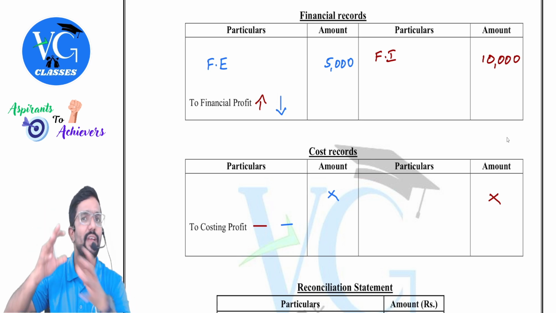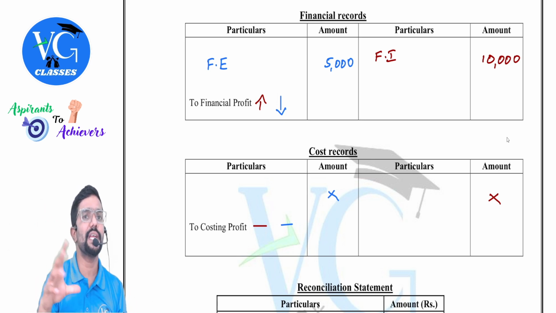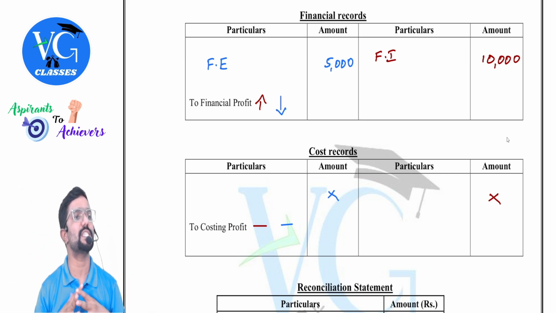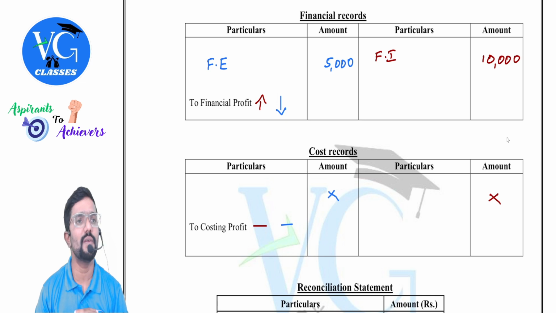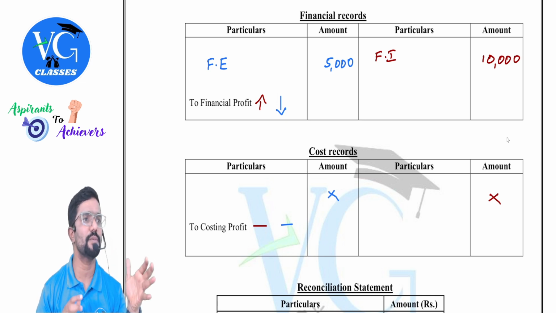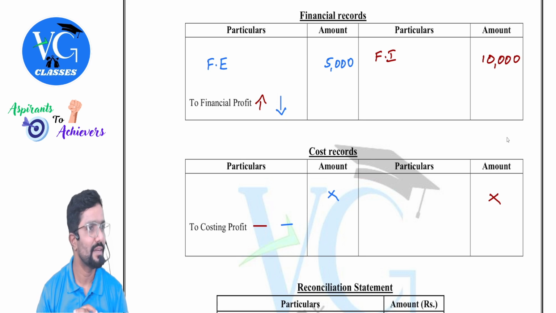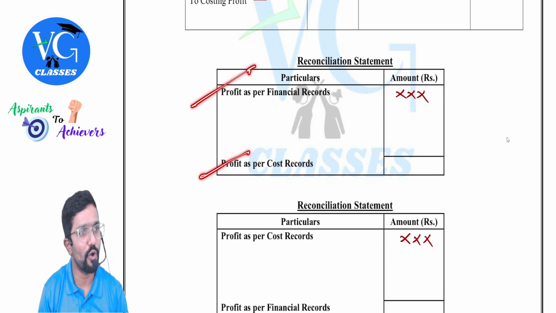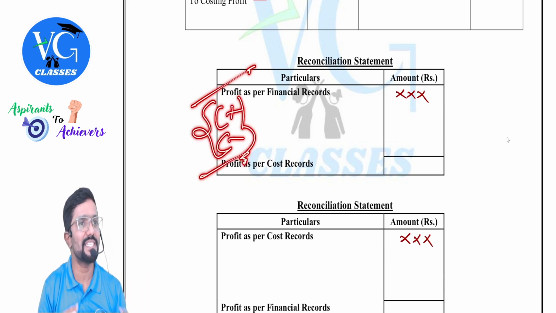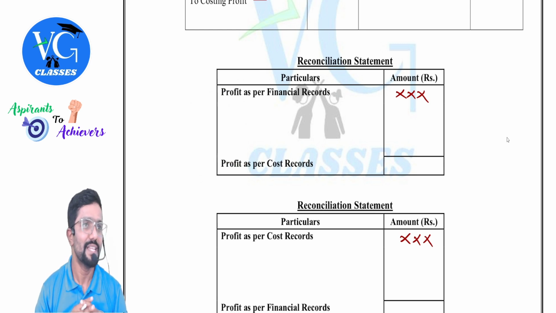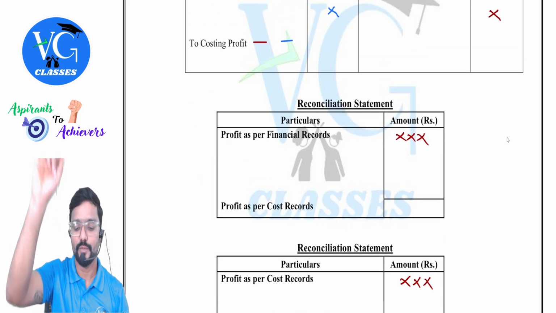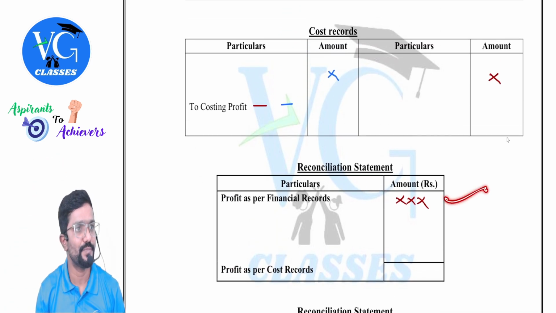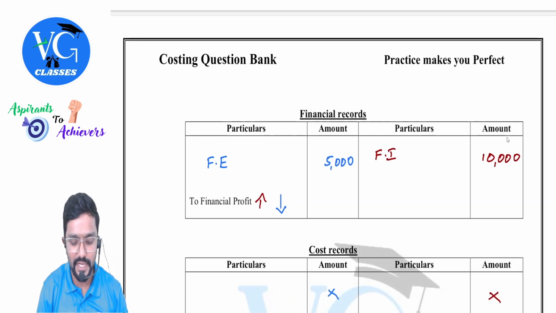Clear? Now assume, guys, we are doing the reconciliation. While doing reconciliation, either of the profits we will take as a base, means either costing profit or financial profit. Clear? Now if I take the financial profit as a base, I need to show the other one. In between, I need to show plus or minus. That plus or minus is nothing but the differences or the reasons for the difference. Clear? Yes. Now assume my starting point is financial profit.